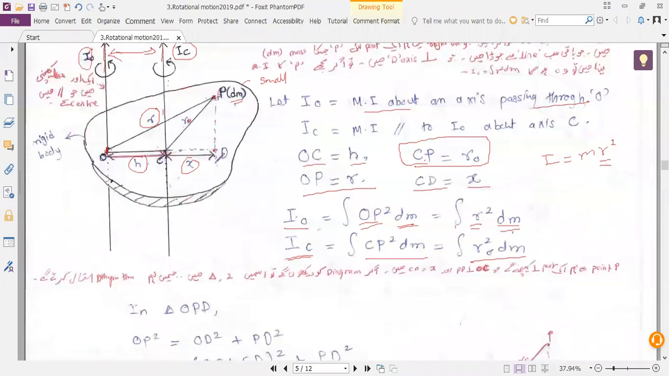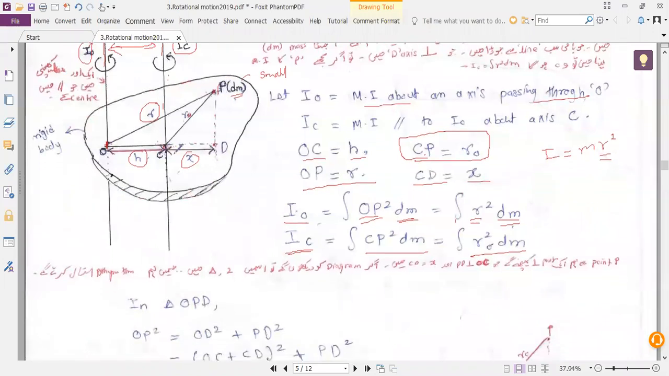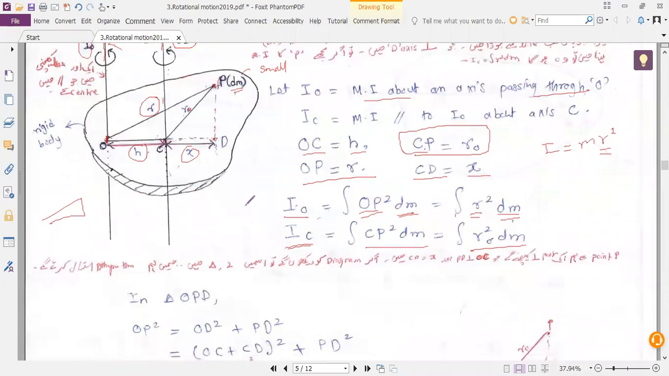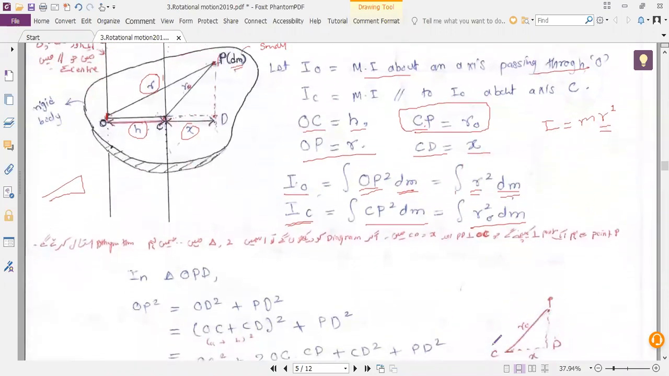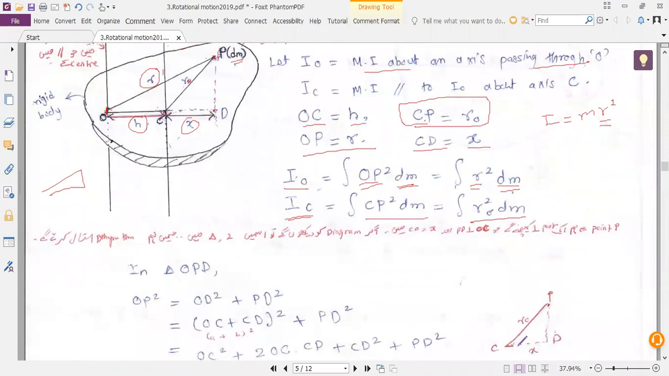So we know that in triangle OPD, see here one angle is made. I am making this triangle OPD here. I hope you see this triangle OPD. Now we know that OP is r, and from O to D we have one more point C. The distance OC is h, and the distance CD is x. Clear? And the mass at point P is represented by dm.